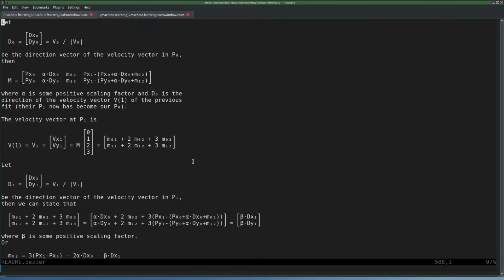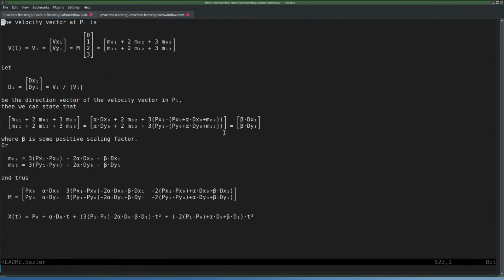Okay, so saying that we have a point, the curve is going to be equal to that point when t equals 0. That would be P0. And if t equals 1, then it has to be P1. And then we have a direction vector that points in the direction that the curve is going at t equals 0. That would be D0, and the same thing for D1.